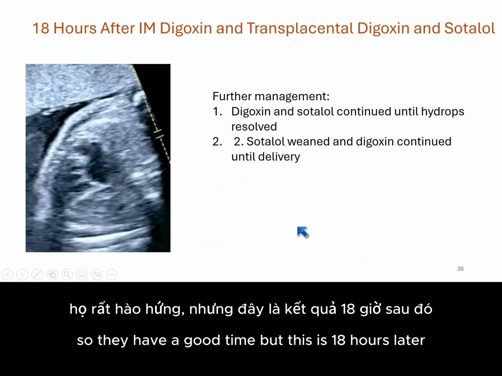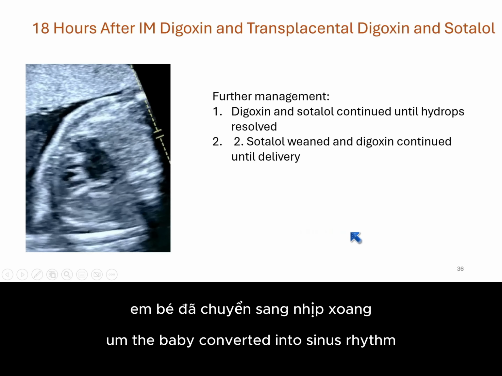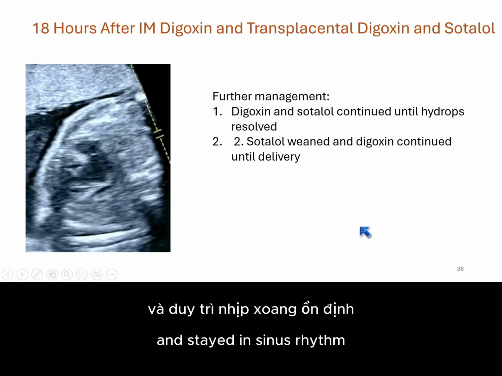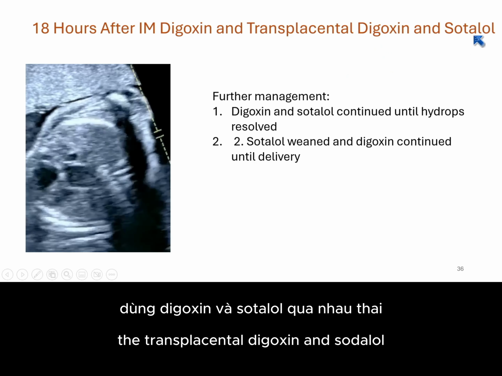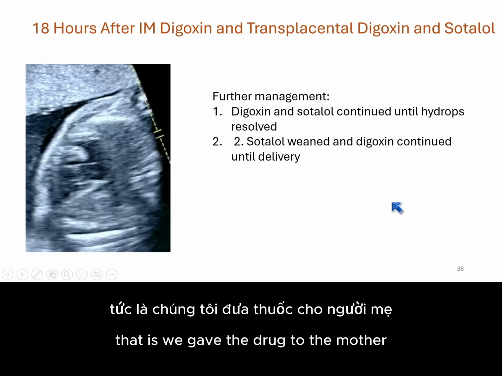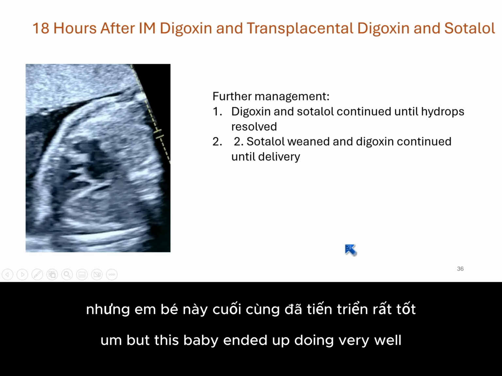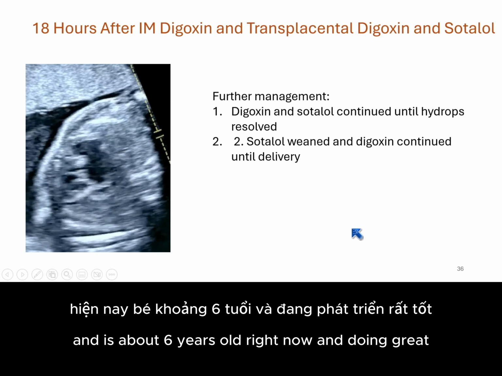But this is 18 hours later. The baby converted into sinus rhythm and stayed in sinus rhythm. We continued, though, the transplacental digoxin and sotalol. That is, we gave the drug to the mother. But this baby ended up doing very well and is about 6 years old right now and doing great.